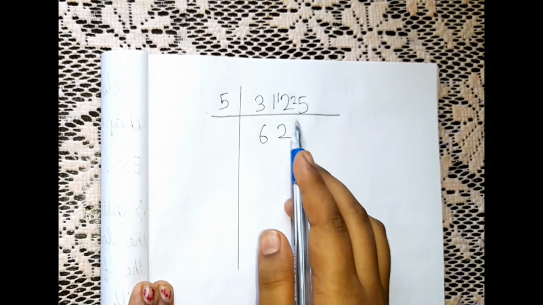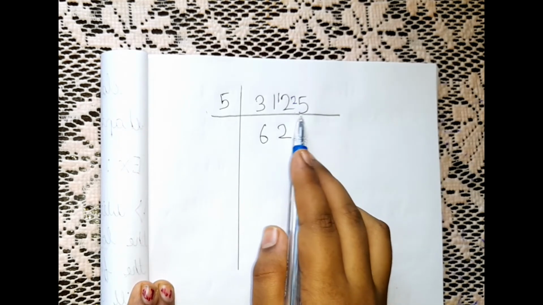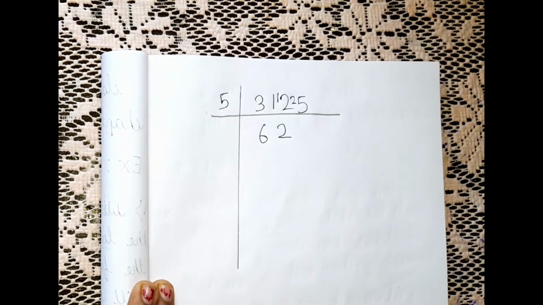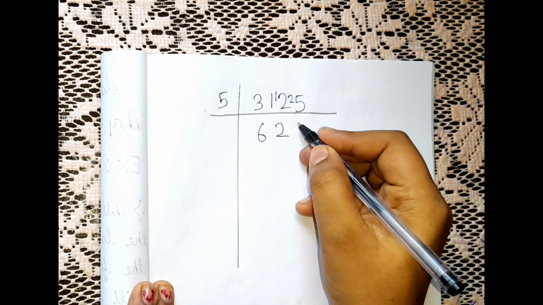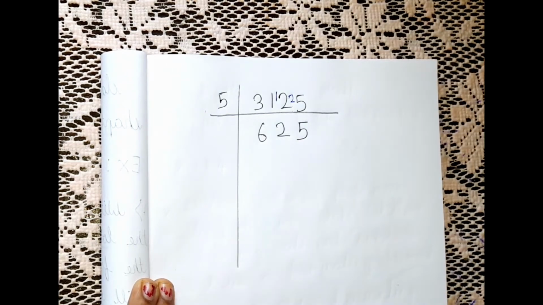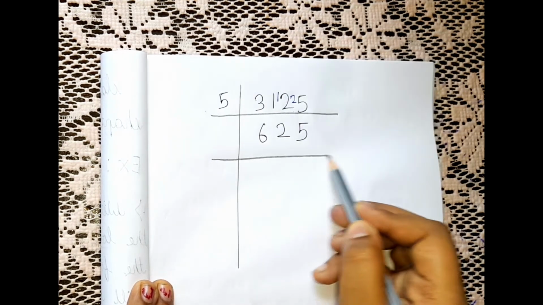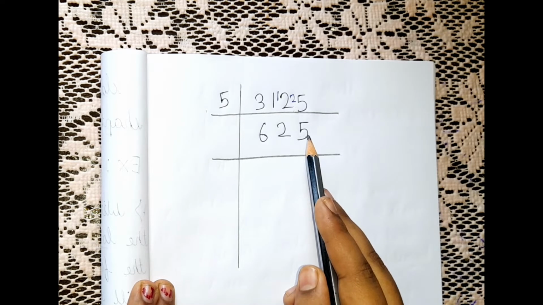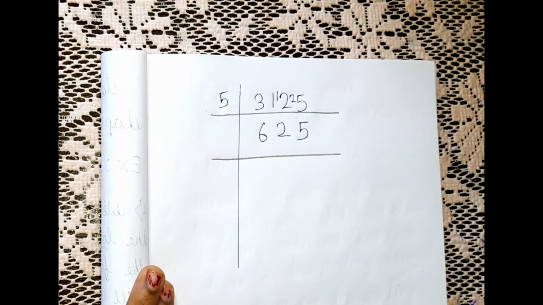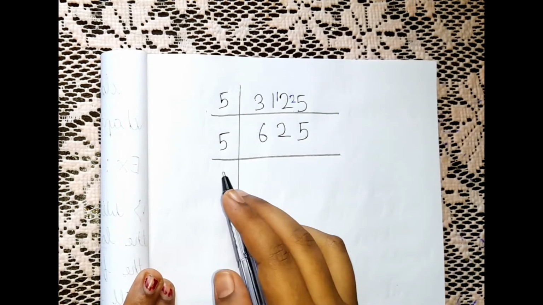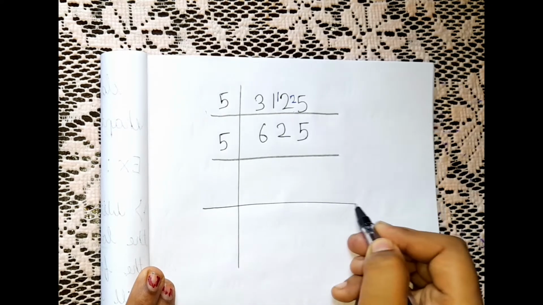So now it is 25. Of course we get 25 in the fifth table, that is 5 5s are 25. So we shall write 5 here, because 5 5s are 25, and we solved it. Now we got 625. Here the last digit is 5. That means we are supposed to use the fifth table. So we shall write 5 here. Okay, we wrote 5 and we are going to be solving it.